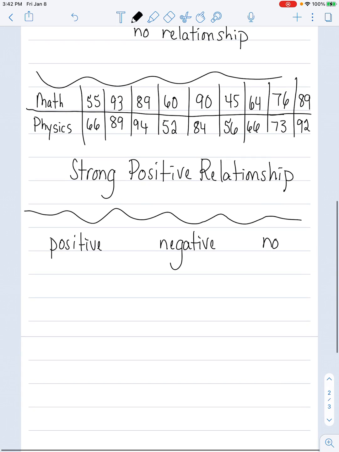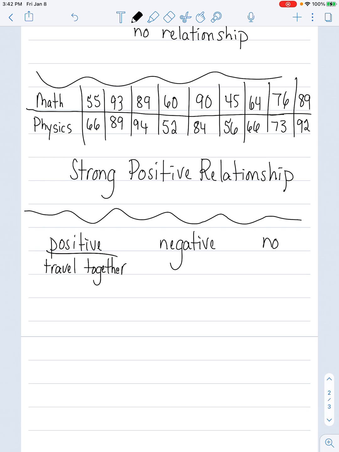Let me give you this clue before I give you the examples. Positive relationships travel together. That means both things either increase or decrease together. You'll see what I mean in just a minute. If there's a negative relationship, they travel opposite of each other. So one thing might increase and the other thing might decrease. And again, I'm going to give you some examples, so let's just take notes. And if there's no relationship, it just kind of doesn't make sense. I don't even know what to write for no, but just know that's a choice.